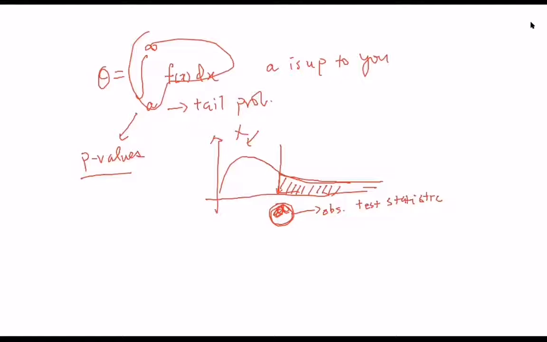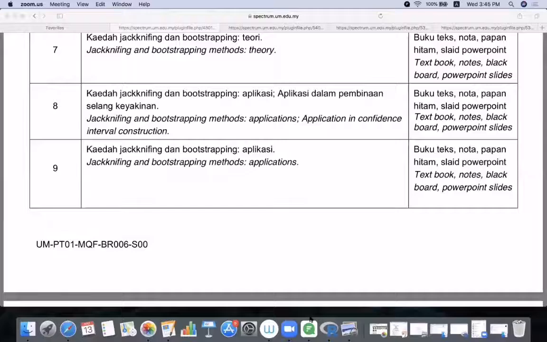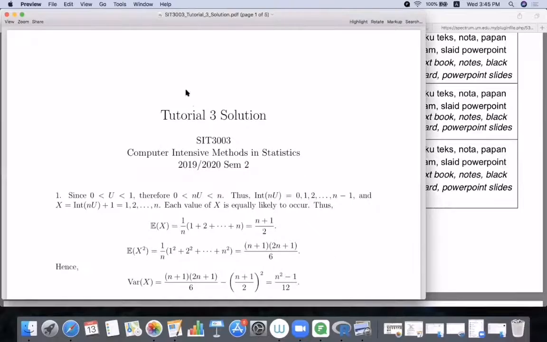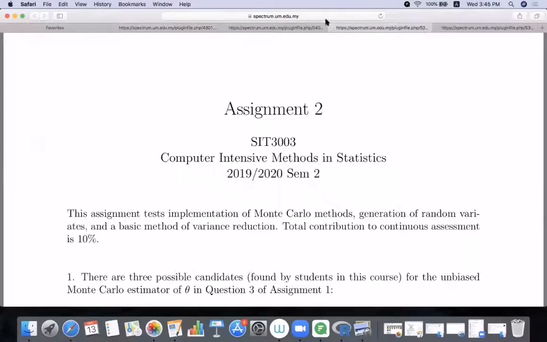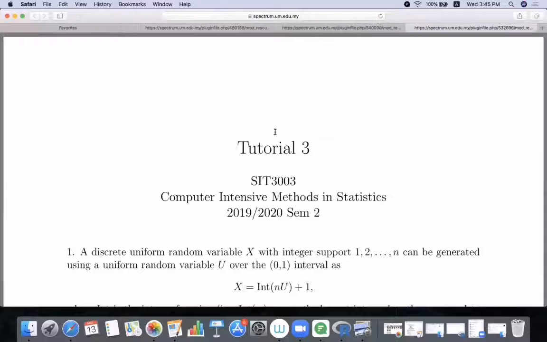Are there other questions that you want to ask? If not, I'll quickly go to tutorial 3. I hope you have tried tutorial 3. Let me see. Desktop. Let me see. Tutorial 3 is here. Okay. That's assignment 2. This is tutorial 3. Okay.